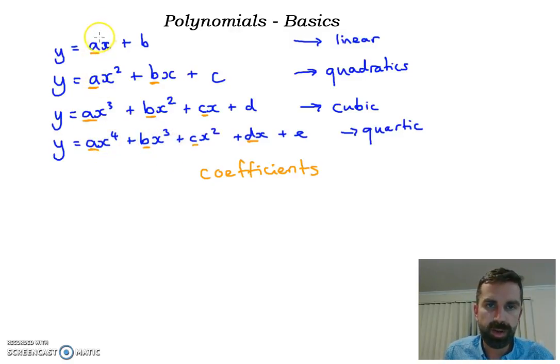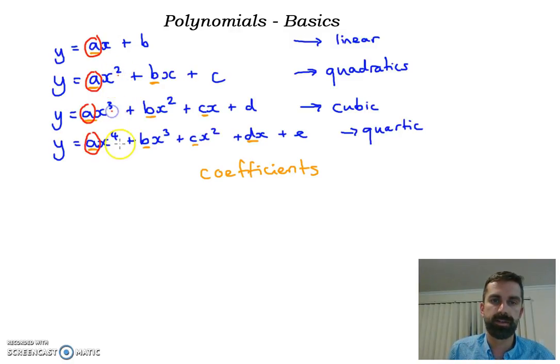In particular, we're often interested in the coefficient of the highest power of x. So in this case, this is what I've called a. Okay, so notice that a is in front of the highest index of x. So here it's in front of ax to the 4. Here it's in front of ax squared. This number here is what we call the leading coefficient because it's at the front and it's leading the way.